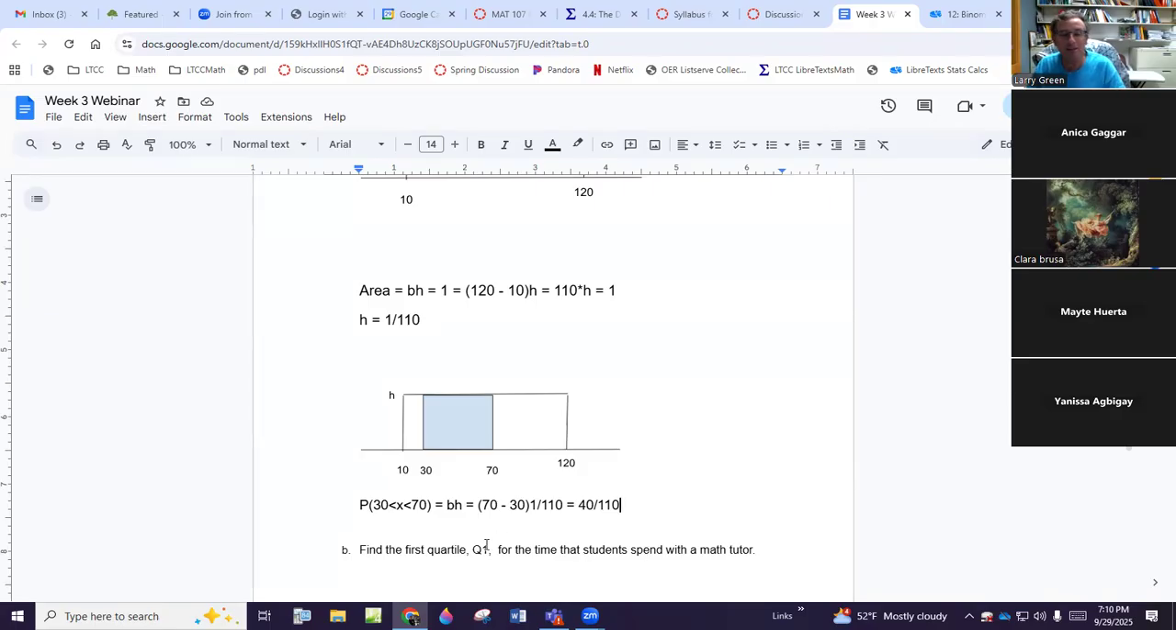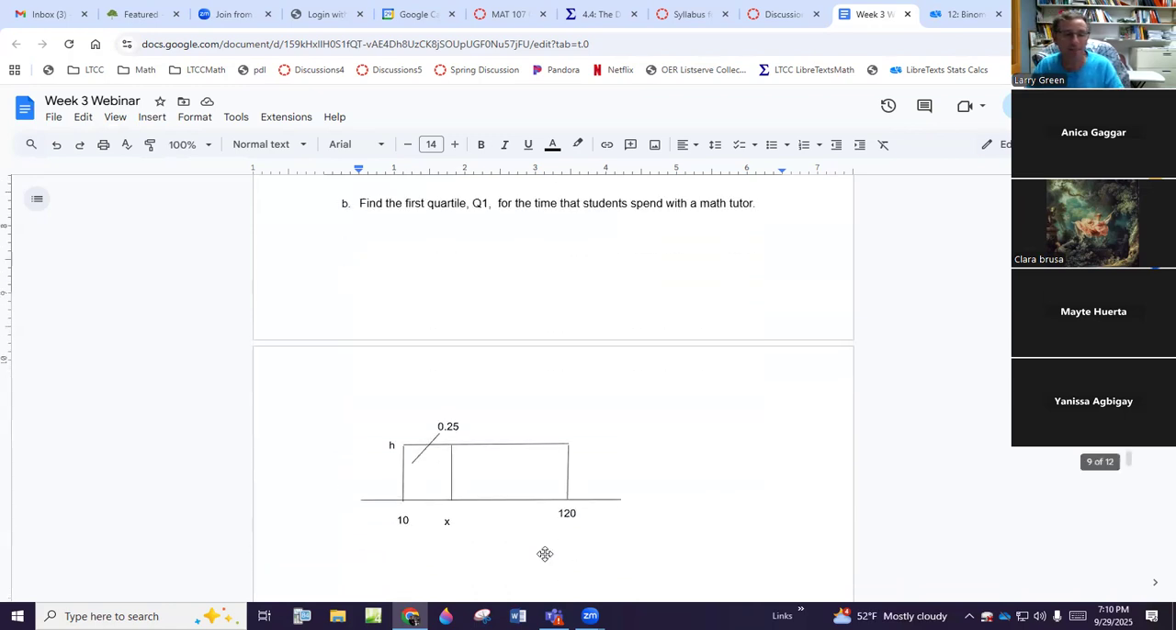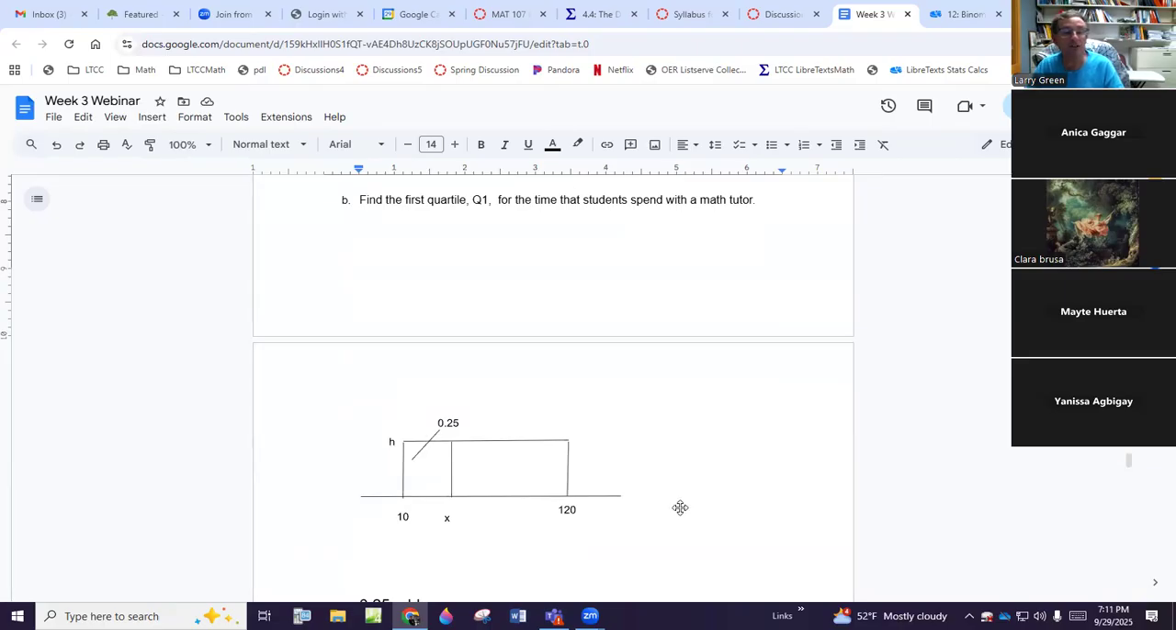What that means is that the first quartile means there's a 25% chance of being below it. So 25% is less, 75% is bigger. So here's the picture of the first quartile. That means 0.25 will be the probability of being less than some value. We don't know that value, so I'm going to call that value X. So the X is down here. That's the value. That's how many minutes someone spends with a tutor. 0.25 is a probability, and that's an area.